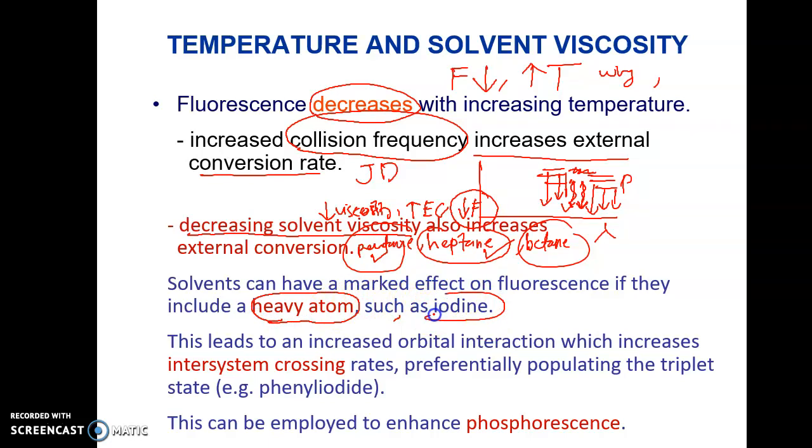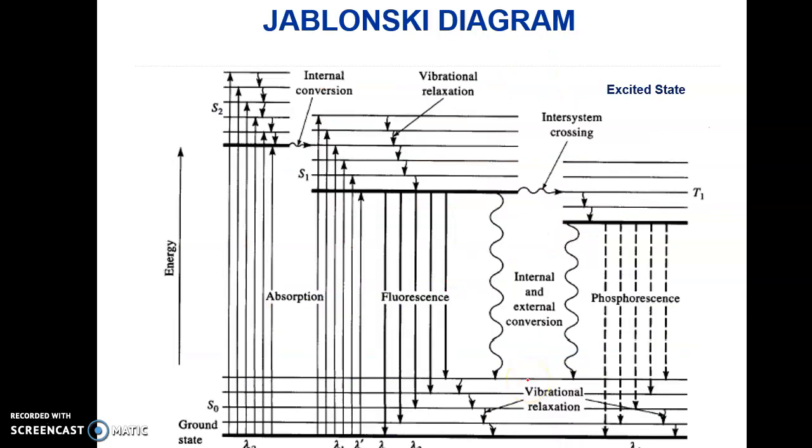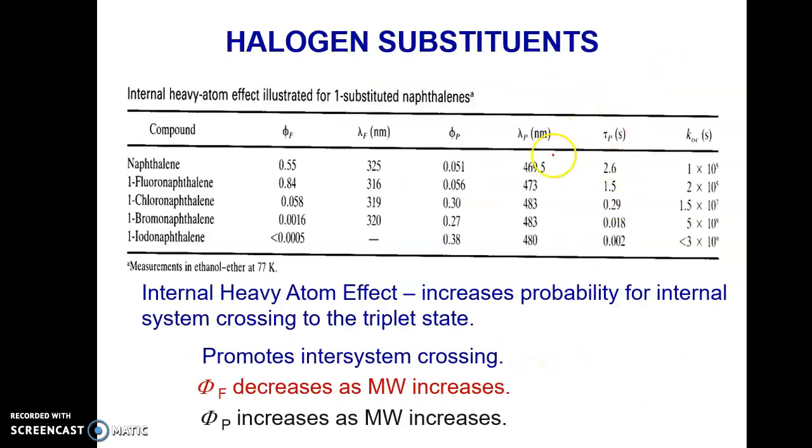When you have this kind of heavy atom, what will happen? It will create intersystem crossing, whereby it will go towards phosphorescence. Intersystem crossing goes to here. It goes into the triplet state, increasing phosphorescence. So when you have a halogen substituent inside your solvent, or even inside your compound, it will reduce the fluorescent quantum yield significantly.